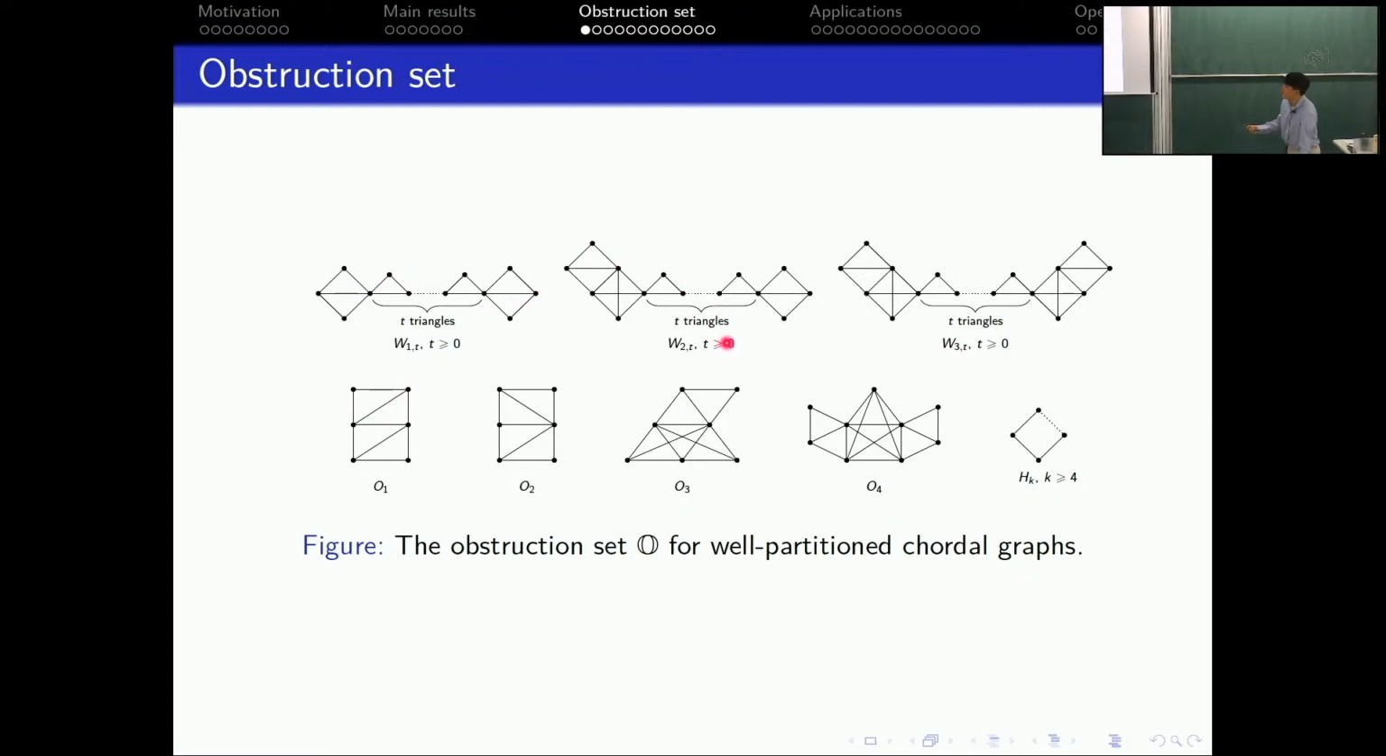And the second one is just substituting this diamond with this weird graph. And I still connect these 2 wings with some T triangles. And the third one is substituting this part with this one, right? So these are all the obstructions for well-partitioned chordal graphs.